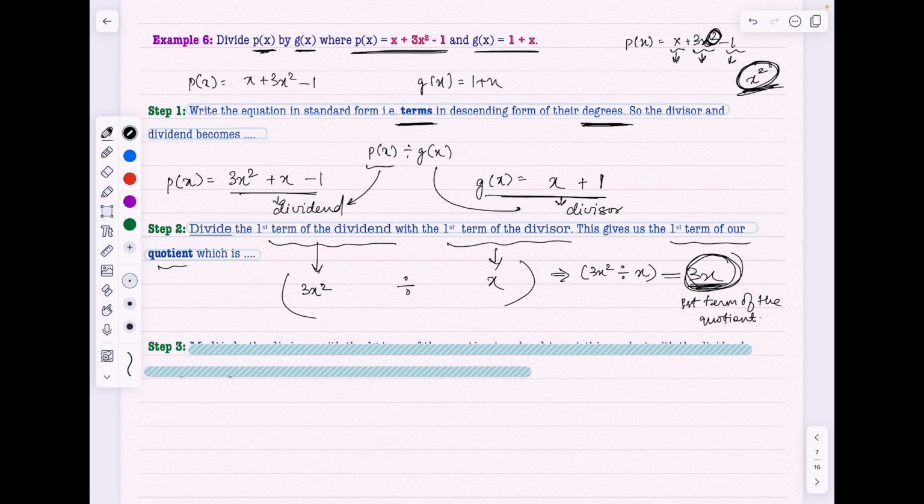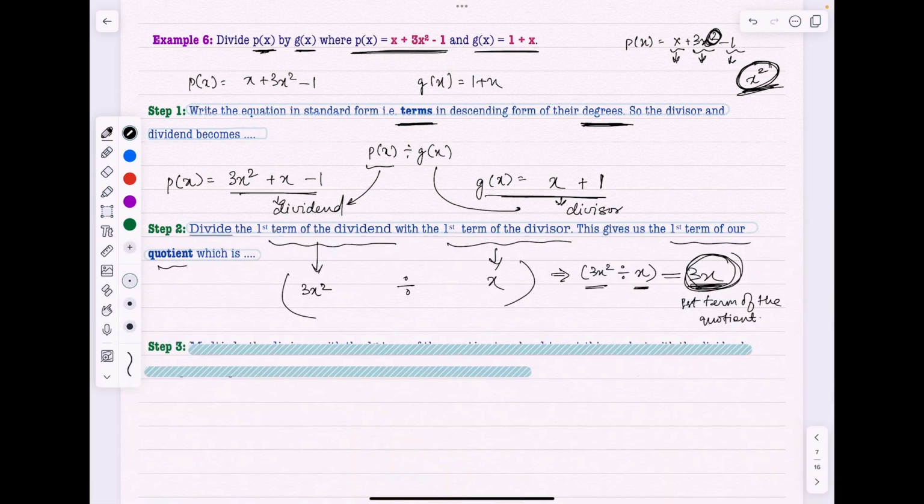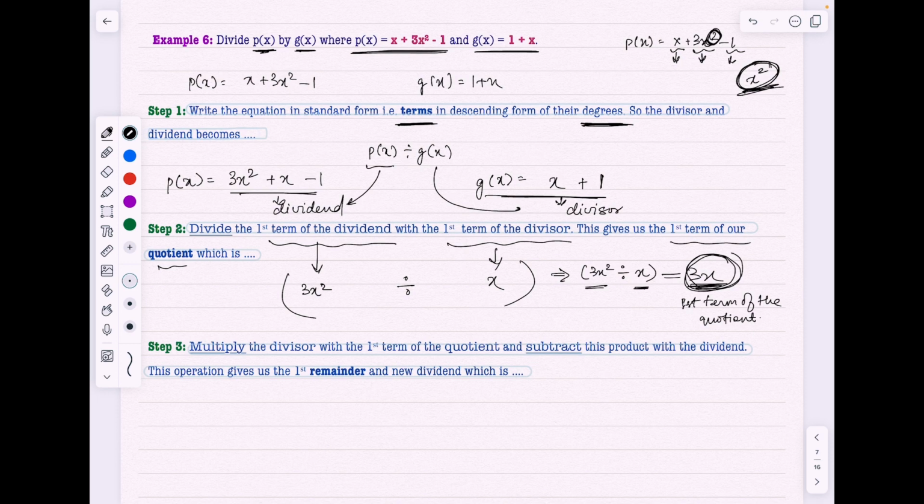So this is 3x square divided by x, that is 3x. The result of this division gives us the first term of the quotient, since this is the first division that I have done. You got it? Then step 3. What is step 3? Step 3 says to multiply the divisor with the first term of the quotient. What is the divisor? Divisor is x plus 1.